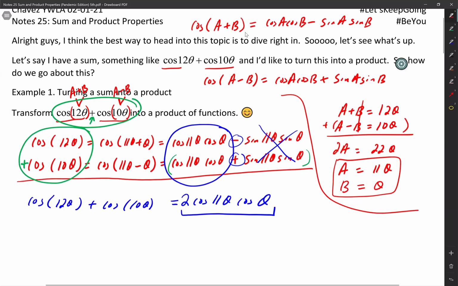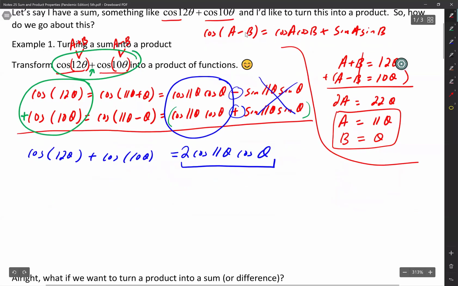Okay. Will it always be a plus b, a minus b? I always like to write the larger number as a plus b. Yes. If it would have said cosine 10 theta plus cosine 12 theta, I would have written the 10 theta as a minus b, because whenever you subtract, you want to get the smaller one. Does that make sense? Good question.